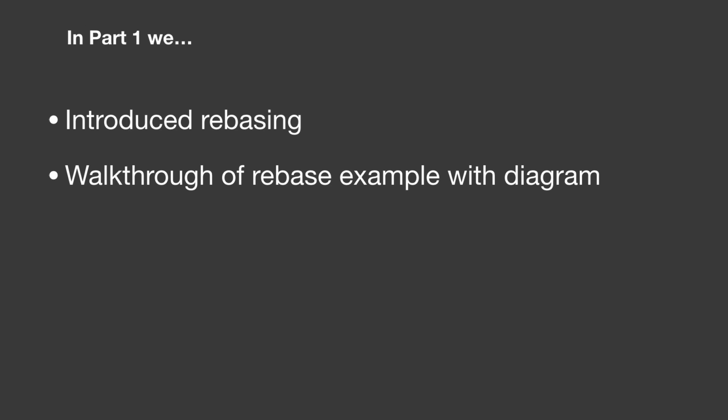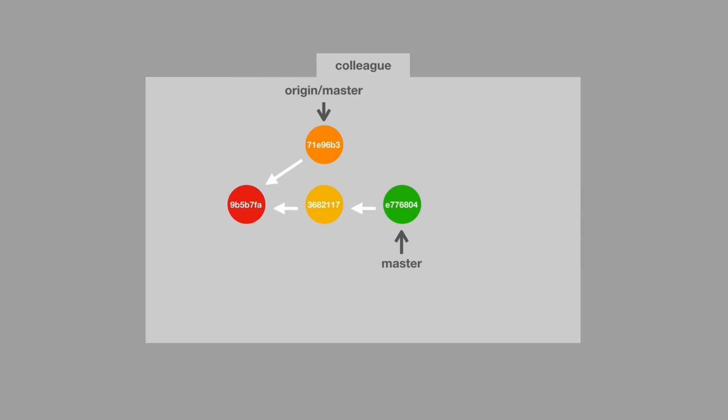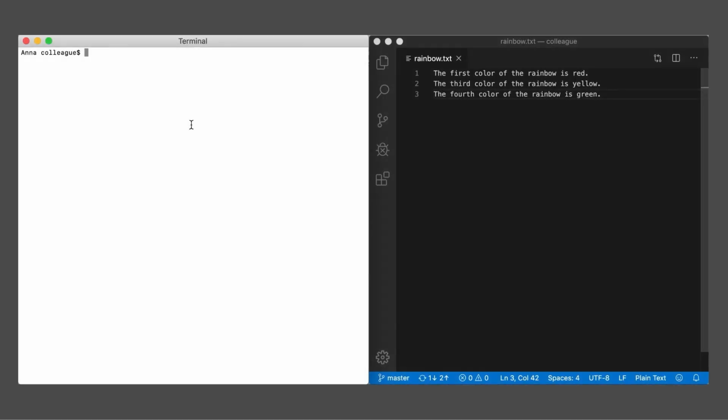This is part 2 of the rebasing lesson. In part 1, we introduced what rebasing is, and we did a walkthrough of a rebase example with a diagram, and we covered the 5 steps of the rebasing process. So now let's look at our colleague's repository before rebasing. We can see that the master branch points to the green commit and the remote tracking branch points to the orange commit. And now our colleague is going to rebase their master branch onto the remote tracking branch. So let's go see that in the terminal. They're going to go in and they're going to write git rebase and pass in the name of the remote tracking branch.